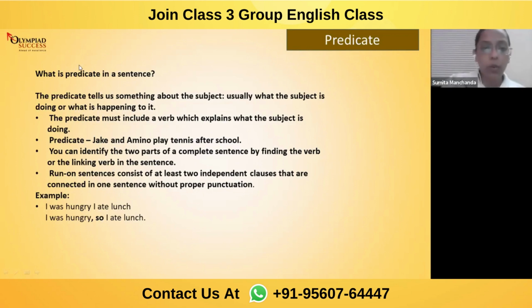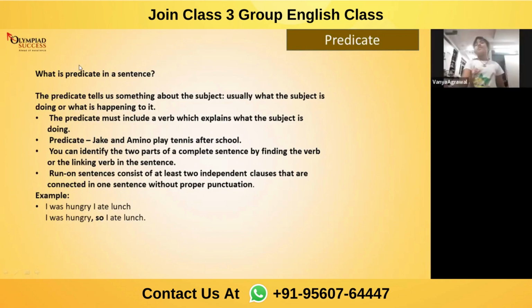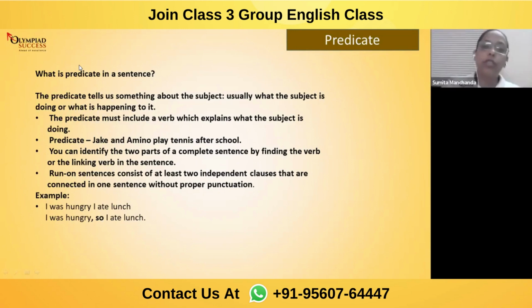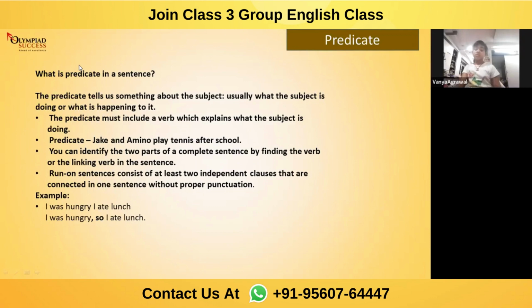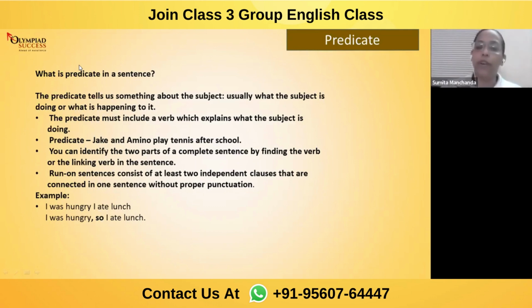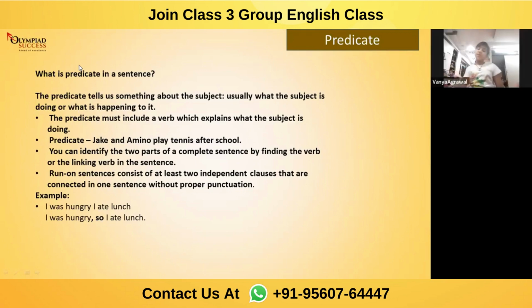Yes, tell me. Who wants to ask something? Then Vanya. Yeah, Vanya. Ma'am, in the sentence, Rahul is my best friend, what is the predicate here? First, tell me which is the subject here. Rahul. And after that, all the other words are predicate. Okay. Is my best friend is predicate. Yeah, best friend. Okay.